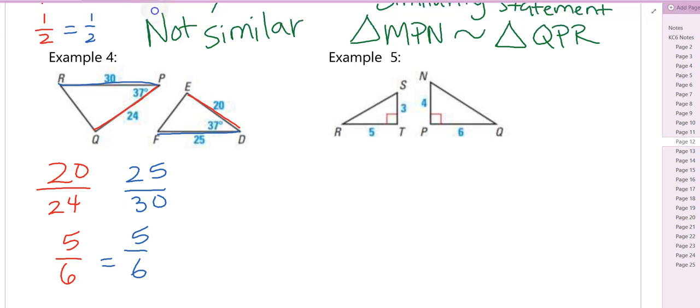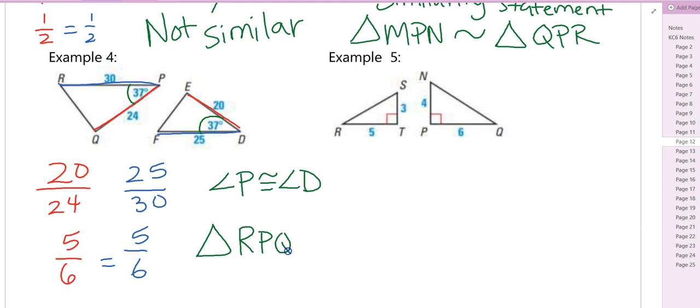Now I need to see if there is the angle in between those two sides. So the vertex of where that blue and red line meet is this angle at P, which is 37. And then this vertex is angle D, which is also 37. So that will work. Angle P is congruent to angle D. Right? They are both 37 degrees. So now I'm going to write my similarity statement. Triangle RPQ is similar to triangle FDE.